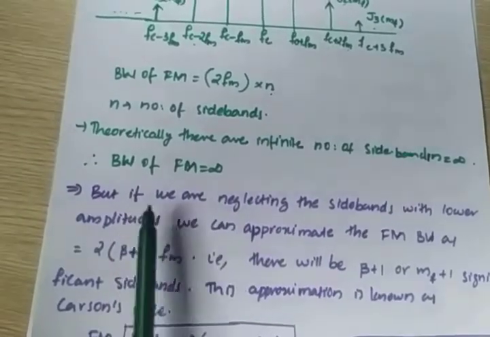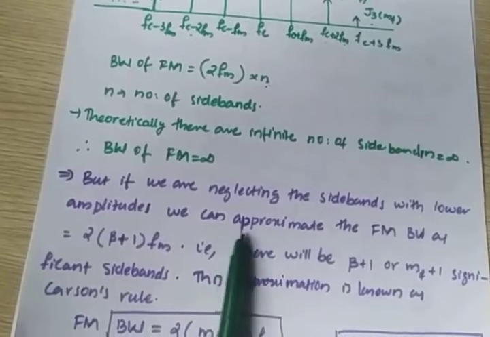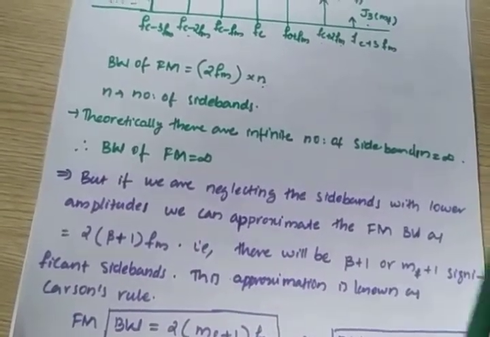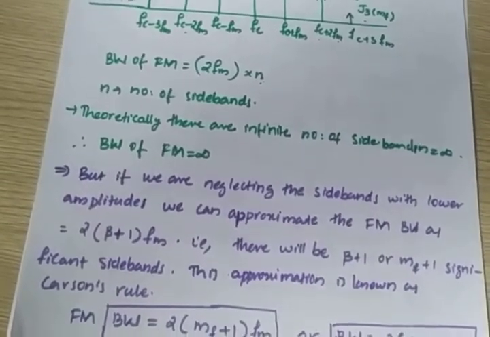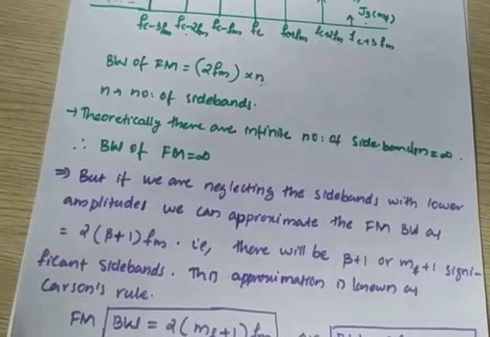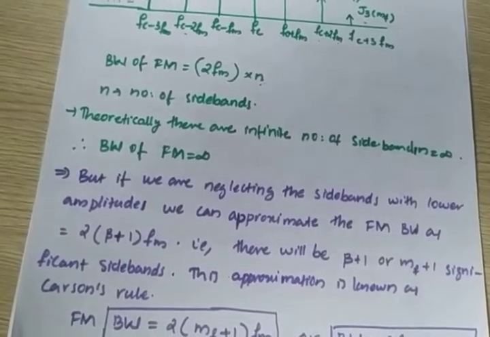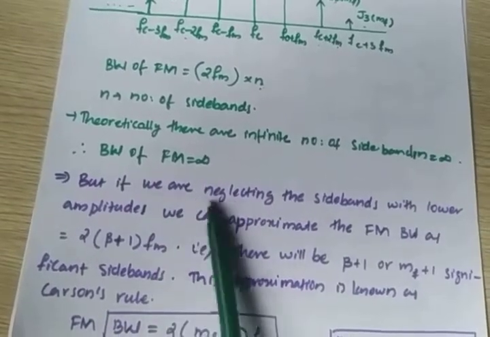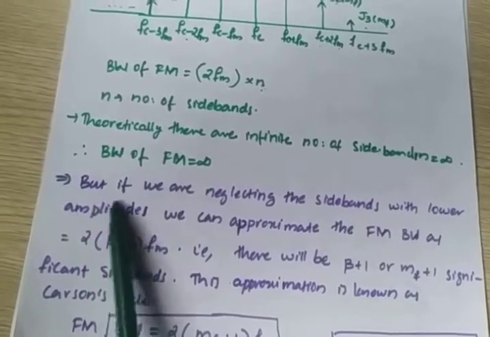But we always want a very limited bandwidth. That means signal bandwidth should be very low and channel bandwidth should be very high. That is always our aim in communication. Signal bandwidth being low means we are able to send more signals through the given channel. Channel bandwidth should be high, signal bandwidth should be low. But here the bandwidth of FM is very high, infinite.